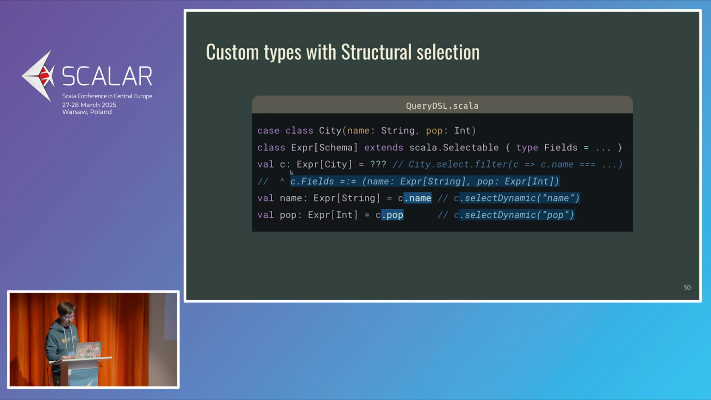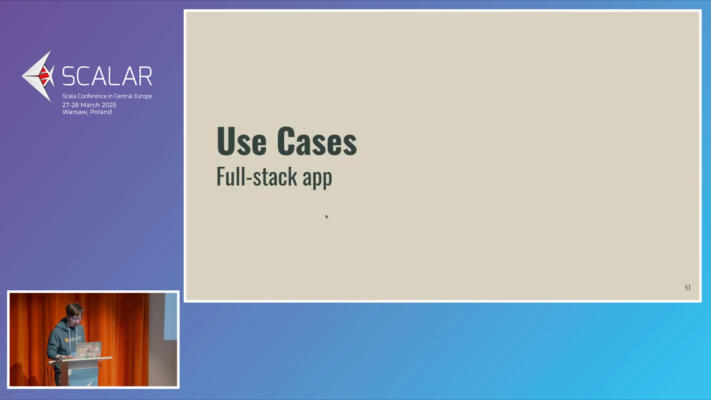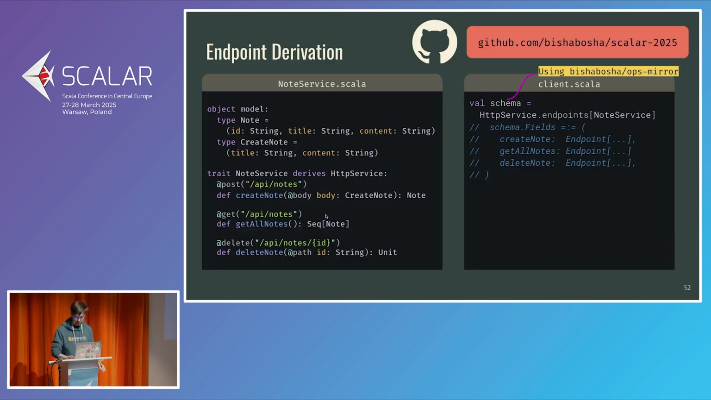I would get this expression as the C within this city select filter. So when I'm selecting the name, then it's going to be this expression type. And precisely, I use the named tuple map to map each field into expression. So the name is now this expression string, the population is this expression of int. And then when I select name and population, then it's resolving to select dynamic, but we box it in the expression type. Whew. Quick.